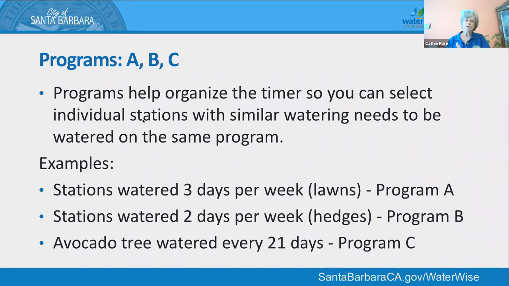In the long run, what ends up happening is that if we put everything on program A and we're watering 3 days a week, then the lawn is getting watered appropriately, but the hedges are getting overwatered. And if I still have an avocado tree, which I only want to water once every 3 weeks, and it's getting watered every single week, I'm way overwatering that. So we're killing plants with kindness, or you're not giving them enough water. So each one has its own program. Let's go to the next slide.